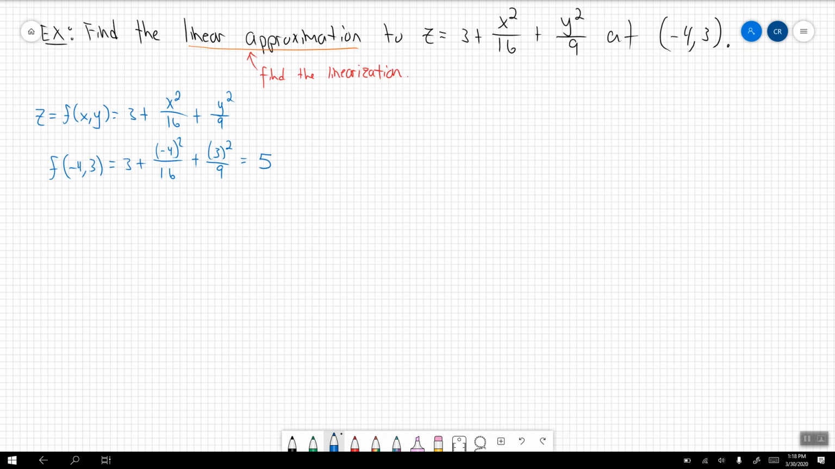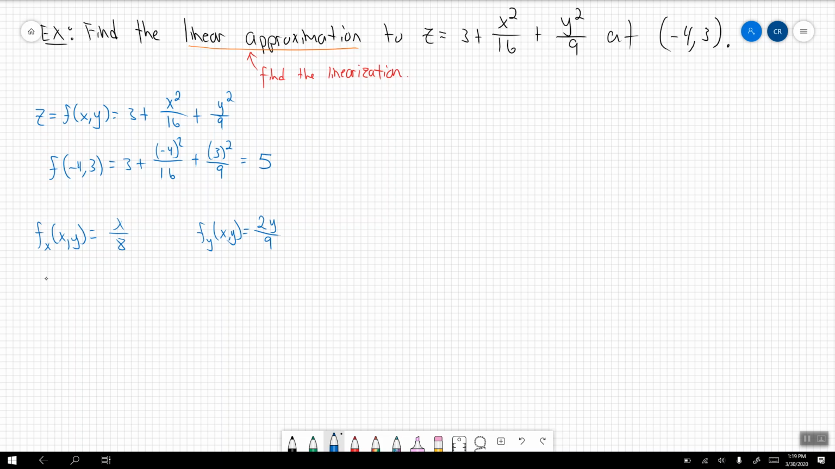So this is that z naught constant that we're looking at. Now let's look at the partial derivatives. Let's find the partial derivative of the function with respect to x. That's going to be 2x over 16, which simplifies to just x over 8. The partial derivative with respect to y would just be 2y over 9.